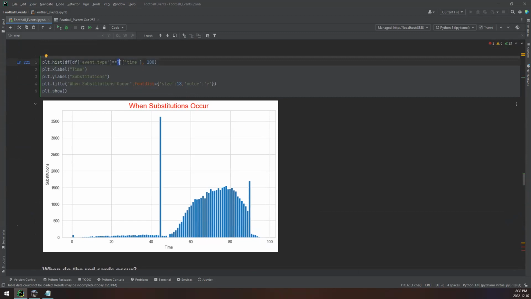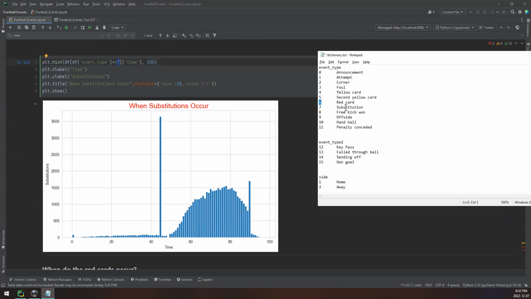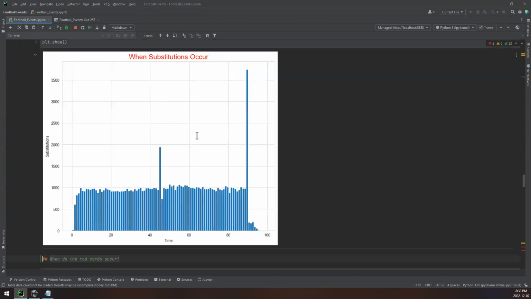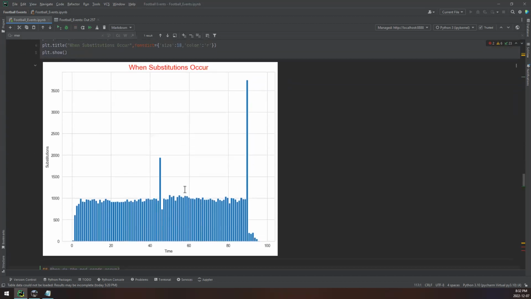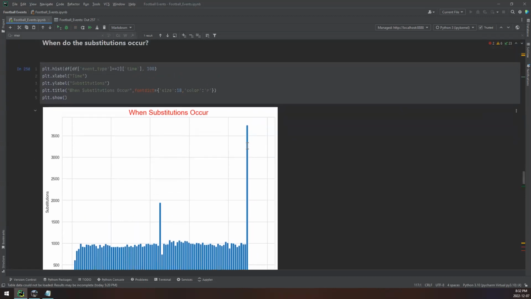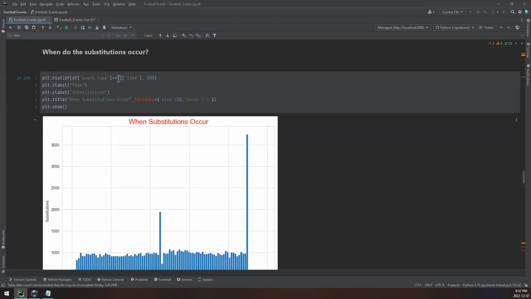Okay, wait, let me check. 3 is the number of fouls. I will put corner here, make it 2, and we'll see when most of the corners happen. Okay, yeah. I'm actually amazed how we have pros in this group. Bro, there is something with the 45 minutes. We should check this. A lot of corners are happening. Everything is happening in the end.